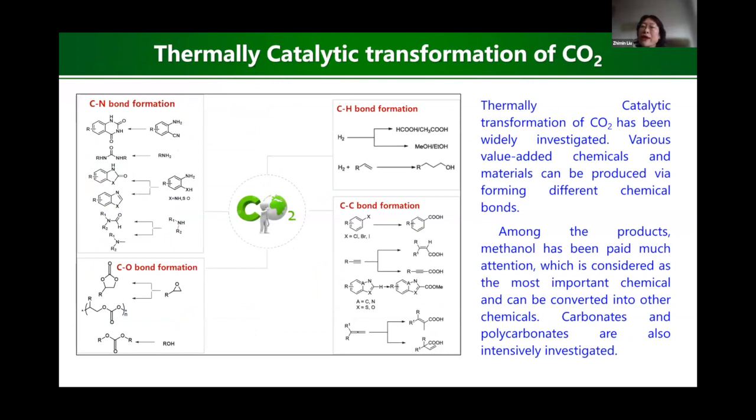Thermal catalytic transformation of CO2 has been widely investigated, and various value-added chemicals and materials can be produced by forming different chemical bonds. Among the products, methanol has been paid much attention, which is considered as the most important chemical and can be converted into other chemicals. Carbonates and polycarbonates are also intensively investigated and commercialized.